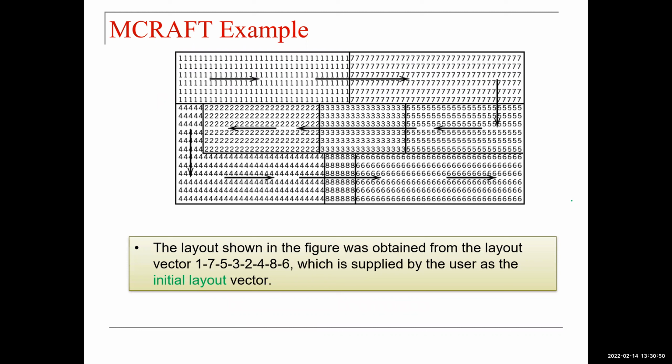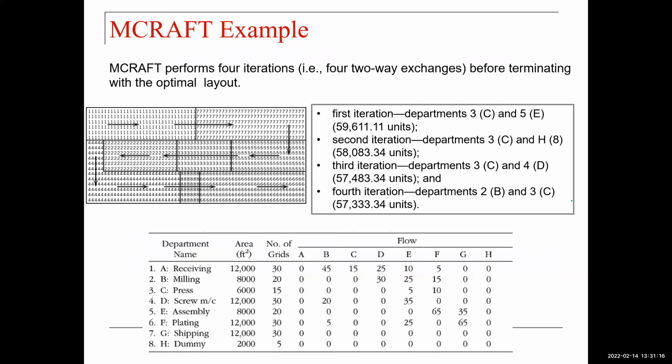So this is the sequence. Again, we have the 3 bands, and we are looking at the layout shown. The figure was obtained from the layout vector 1753248, which is supplied by the user as the initial layout. So what the algorithm is going to be doing is swapping this vector, looking at possible combinations of the vector and then recomputing the performance of the layout. mCRAFT performed 4 iterations, i.e. 4 two-way exchanges, before terminating with the optimal layout.